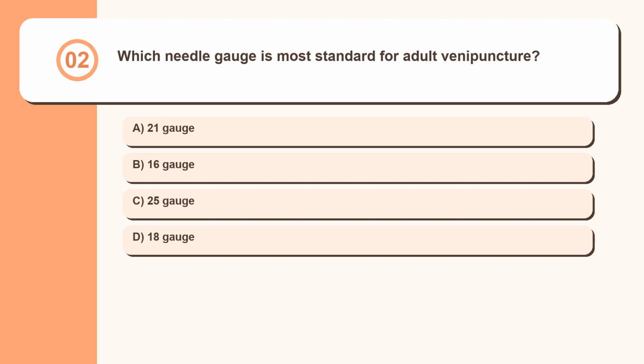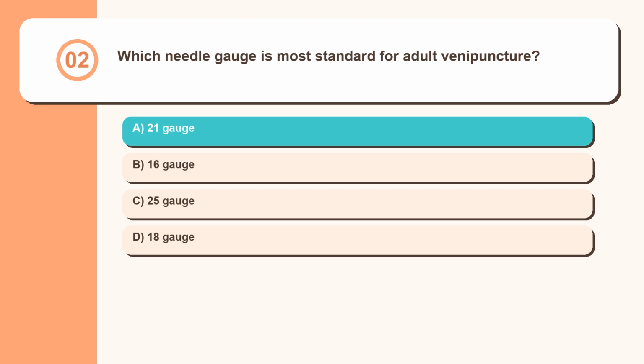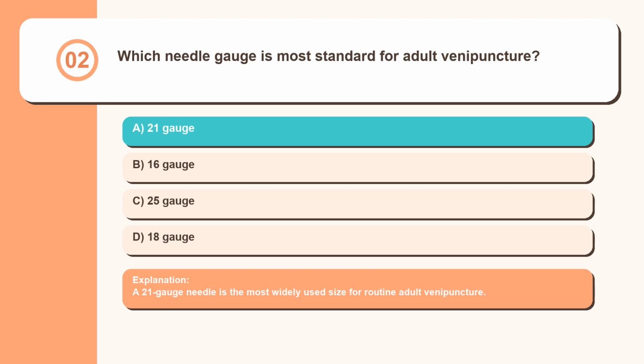Question 2. Which needle gauge is most standard for adult venipuncture? 21 gauge, 16 gauge, 25 gauge, 18 gauge. A 21 gauge needle is the most widely used size for routine adult venipuncture.